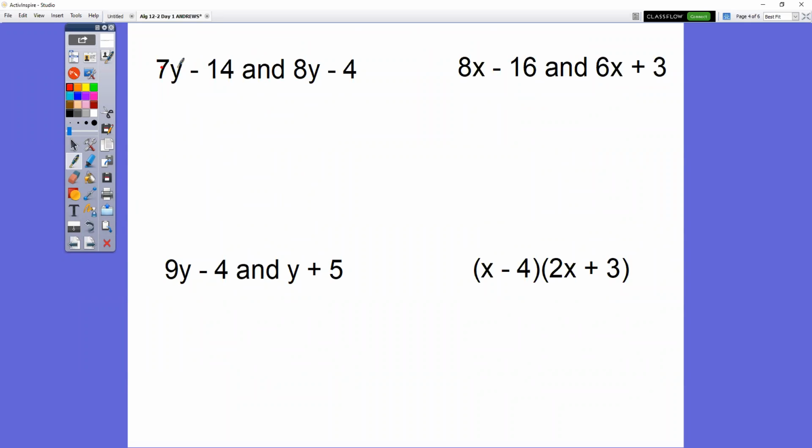Let's skip this one. Why don't you try this one on your own, please? All right, try this one on your own. 8x minus 16 and 6x plus 3. Go ahead and try this one, please.